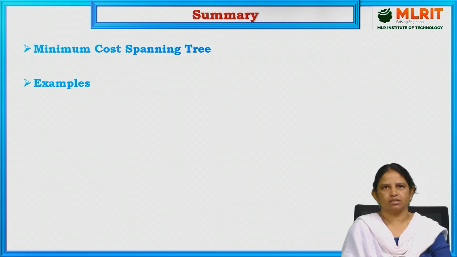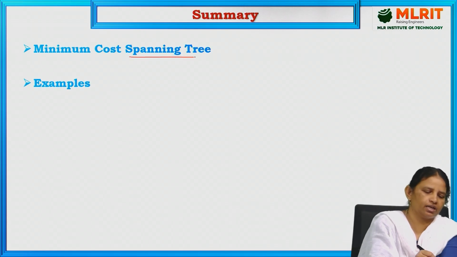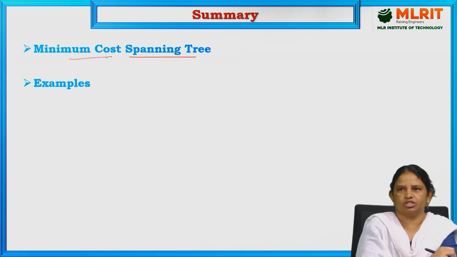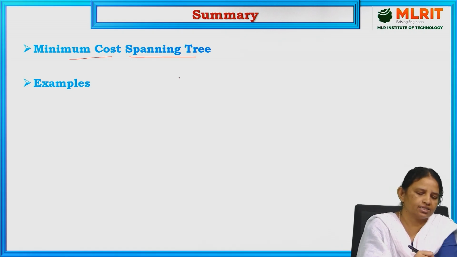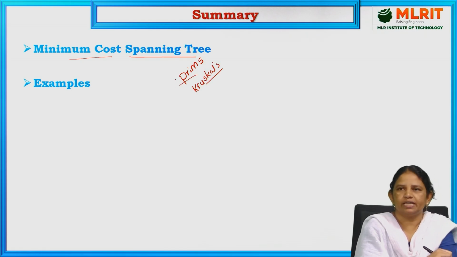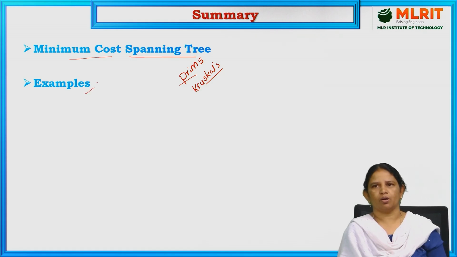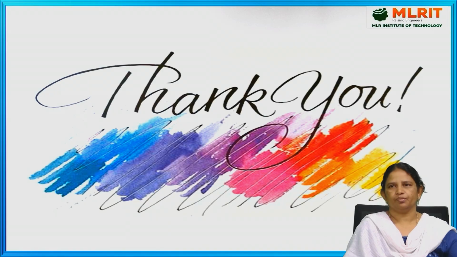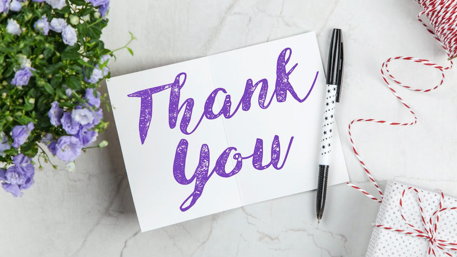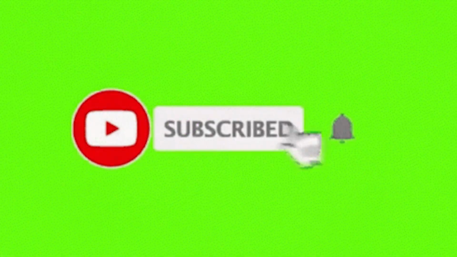What we have discussed up to now is what is meant by spanning tree and what is meant by minimum cost spanning tree, and we can understand the minimum cost spanning tree by considering two examples called Prim's algorithm and Kruskal's algorithm. By using these two algorithms, we can understand what is meant by minimum cost spanning tree by considering some example problems also. Thank you.